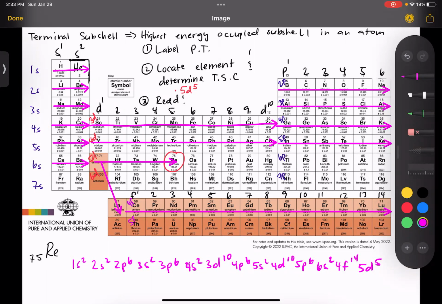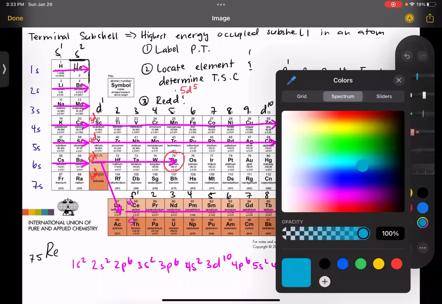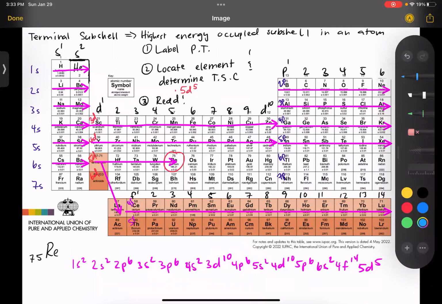What about the abbreviated electron configuration? If I want the abbreviated electron configuration, all I need to do is count backwards from my 5d, 4f, 6s, and find the last filled p subshell, and it's 5p6. If I go up from rhenium, up here, one row, and I go all the way to the right, everything from 1s2 all the way to 5p6 corresponds to the electron configuration for this noble gas, and that's xenon.